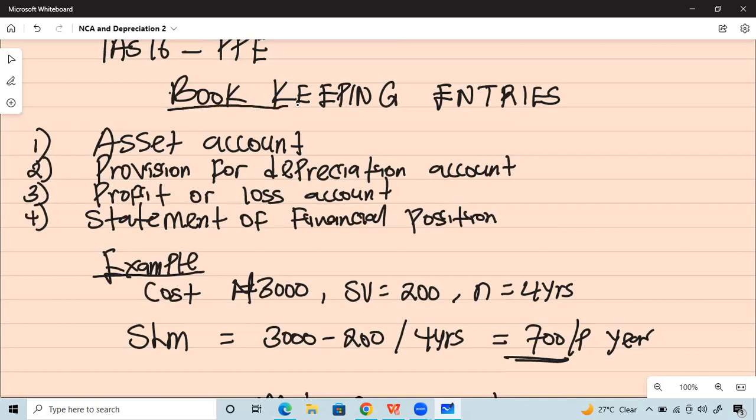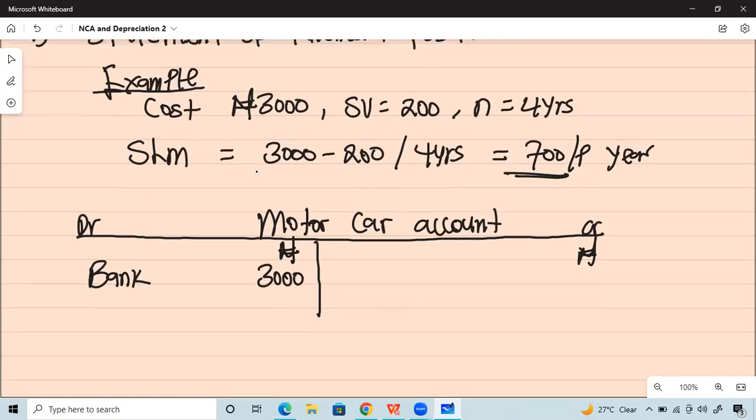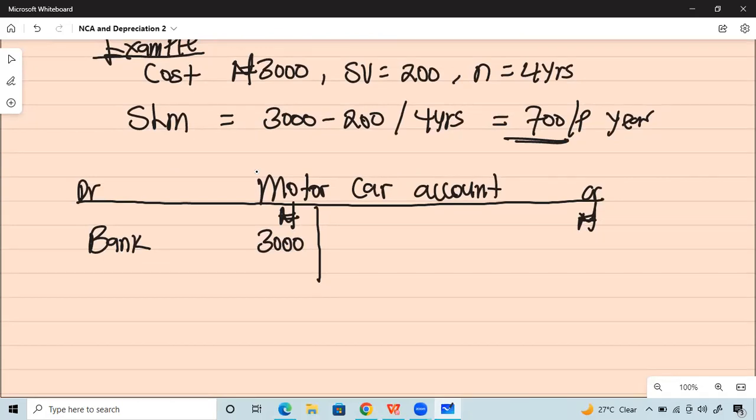In the bookkeeping entry, what are the relevant ledgers that you need to open? Asset account, provision for depreciation, statement of profit or loss, and statement of financial position. So we have opened the asset account, which is the motor car that we're talking about. We purchased this motor car for 3,000 naira, and we paid for it by cash, a transfer from our bank account.